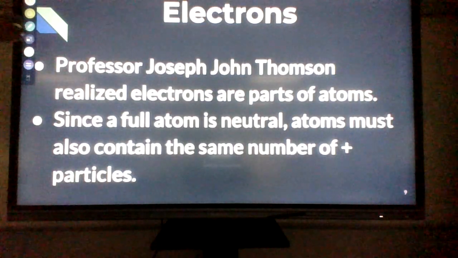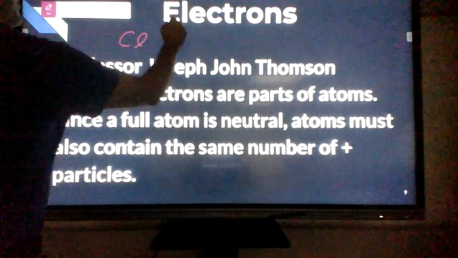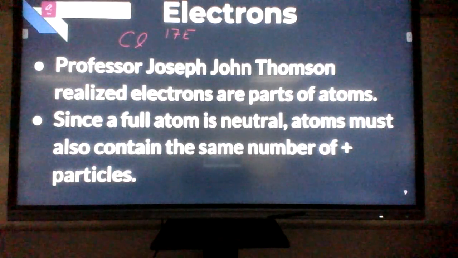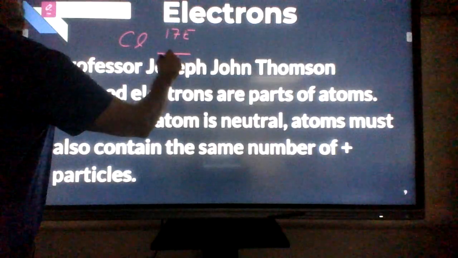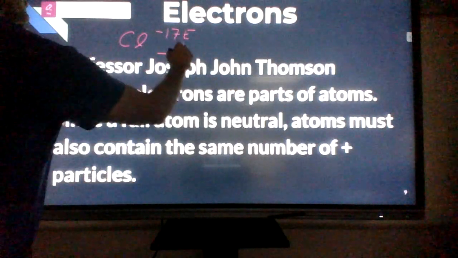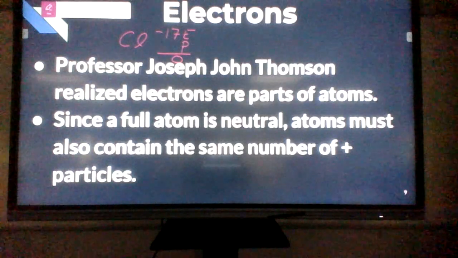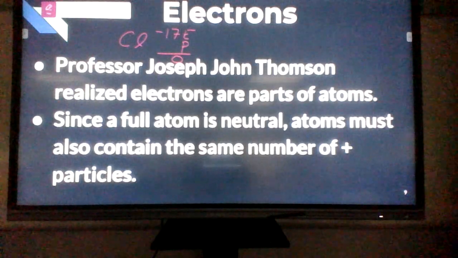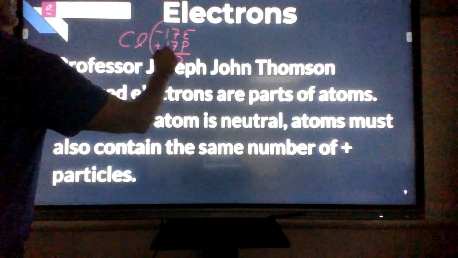So let's go back to that chlorine atom. Thomson discovered that chlorine has 17 electrons. And by doing experimentation, he noticed that we have a total net charge of 0. Well, if electrons have the negative charge, there's only one way that we can end up getting a total overall charge of 0 or neutral. Let's just do some integers. Negative 17 plus what equals 0? That would be positive 17.